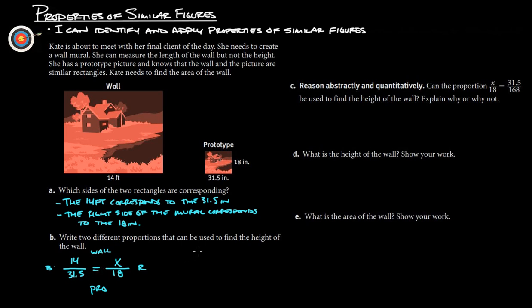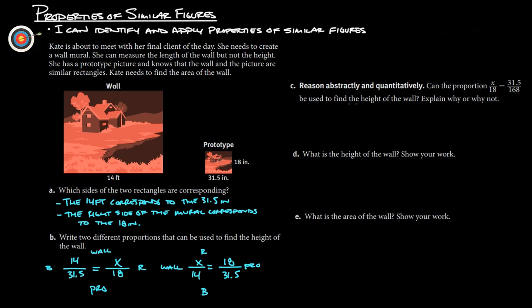We could also set it up like this. We could move these things around, so we could do the right side over the bottom. And then over here we can have the wall, and over here we could have the prototype size. So the right side of the wall is the x, and the right side of the prototype is 18. And then the bottom part of the wall is 14 feet, and the bottom part of the prototype is 31.5. Okay, so that's a couple different ways that we could write that.